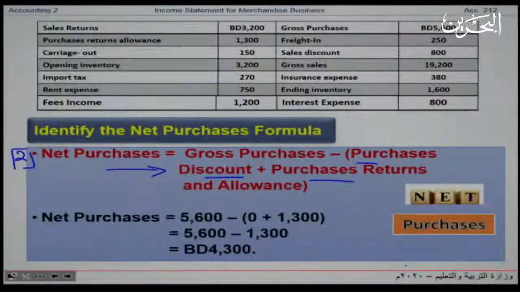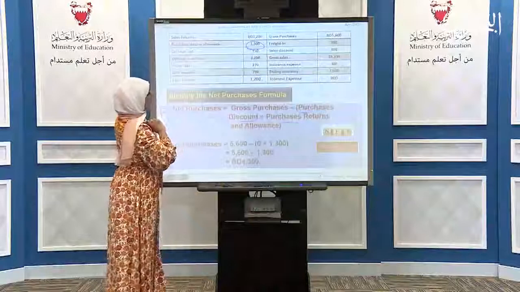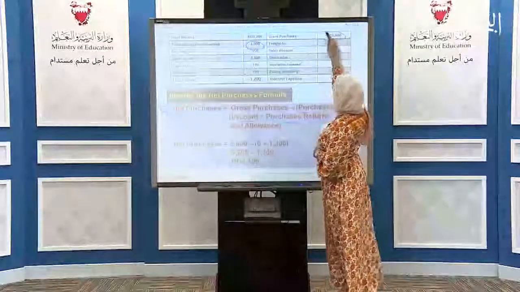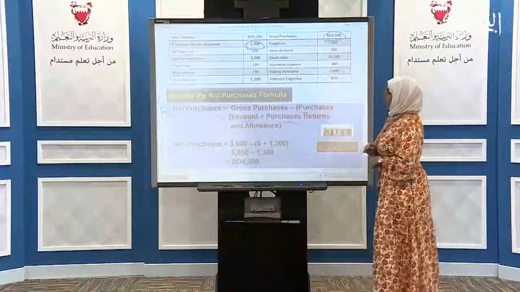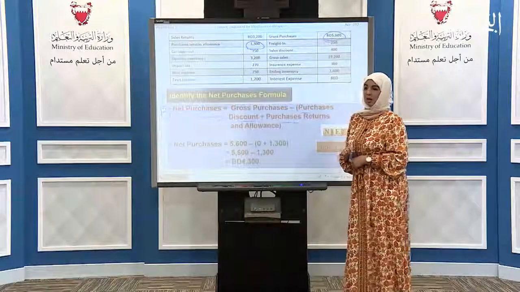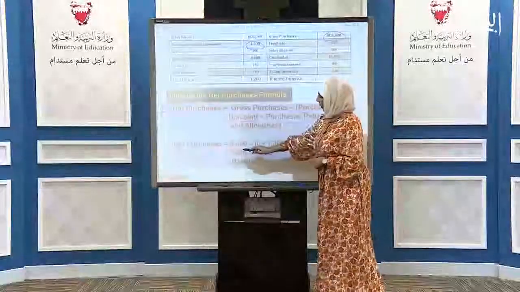Let us take a look at Abdullah Company data. We have here the purchase return and allowance, and also we have the gross purchase. If we look for the purchase discount, there is no purchase discount in our data, so we will apply it as 0. Let us do our formula.